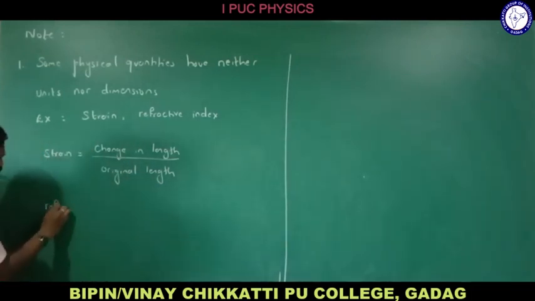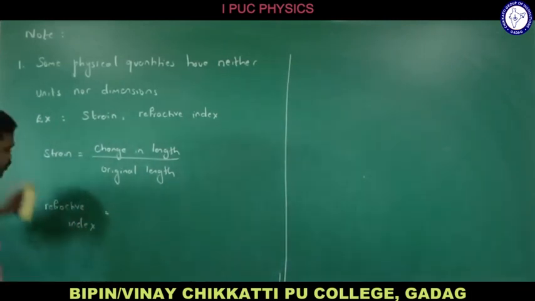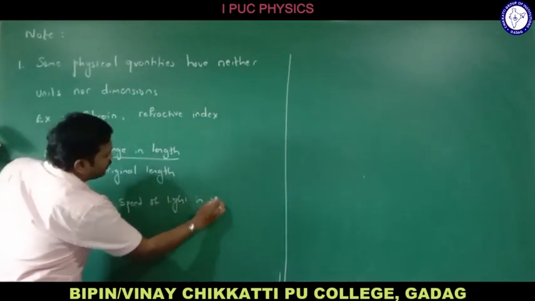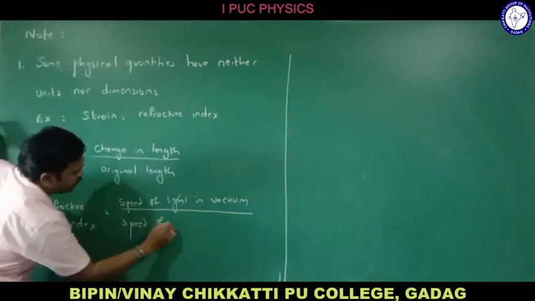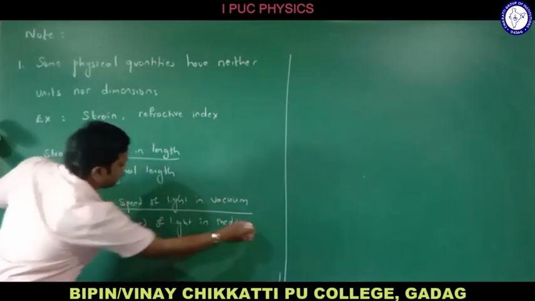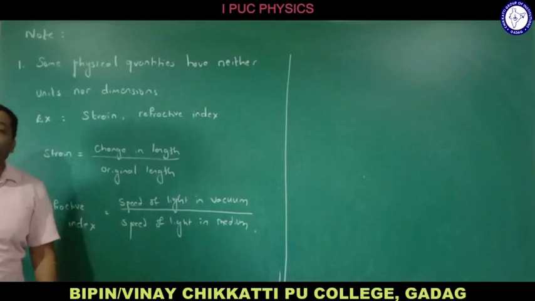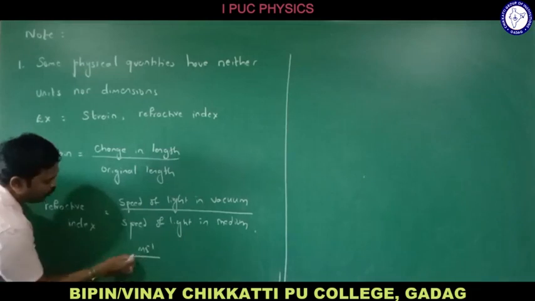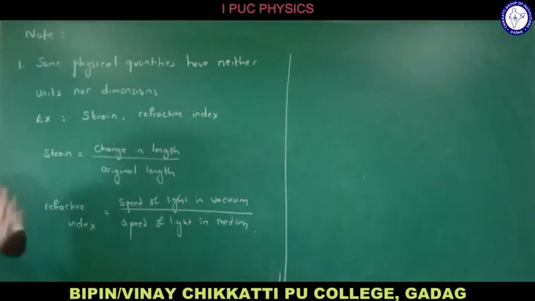We know the formula for refractive index. In optics, you will be studying about refractive index. What is the formula? It is the speed of light in vacuum divided by the speed of light in medium. What is the SI unit of speed? Meter per second, and meter per second cancel each other. That is why refractive index does not have any unit.